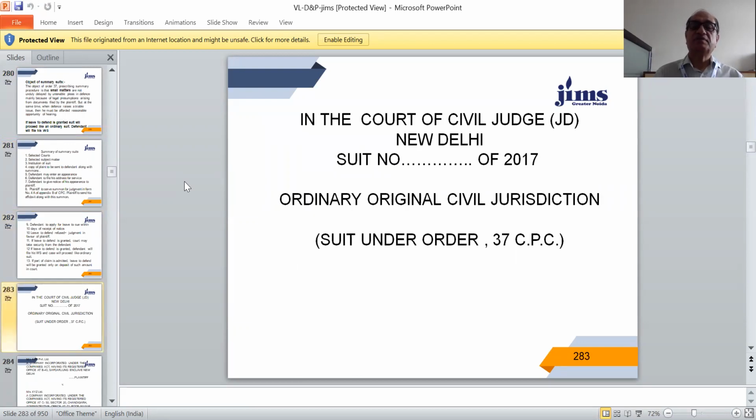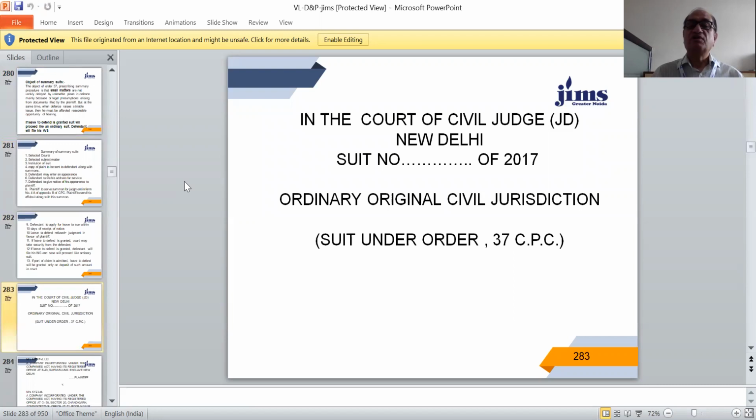So dear students, with this much background in mind, now let us start the actual drafting of a summary suit. First of all, you will have to select the name of the court. So in the Court of Civil Judge Junior Division, New Delhi, suit number dash dash of 2017.